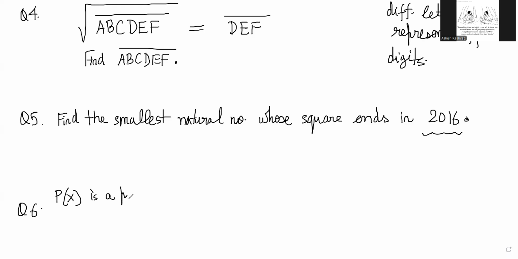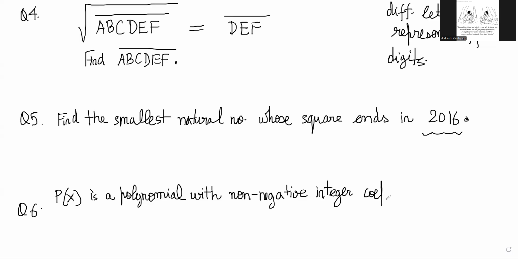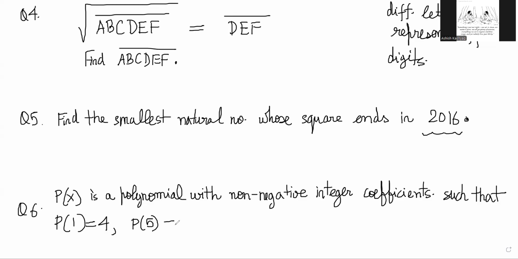P(x) is a polynomial with non-negative integer coefficients such that P of 1 is 4 and P of 5 is 152. You have to find P of 11. Okay, so these 3 questions you can try for Sunday.